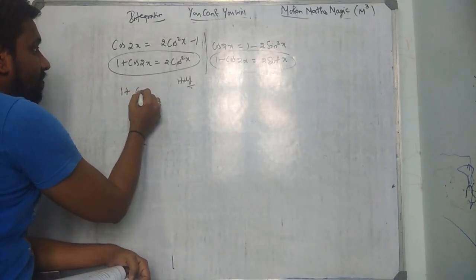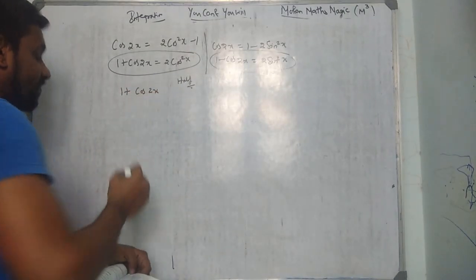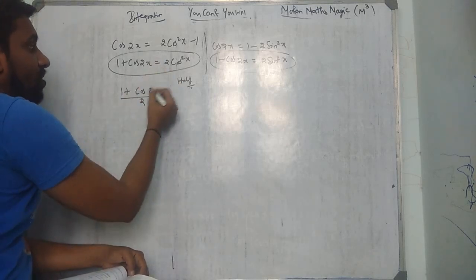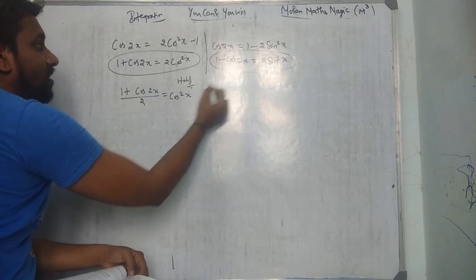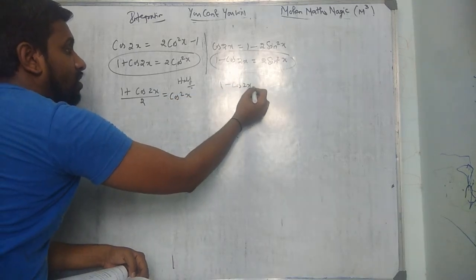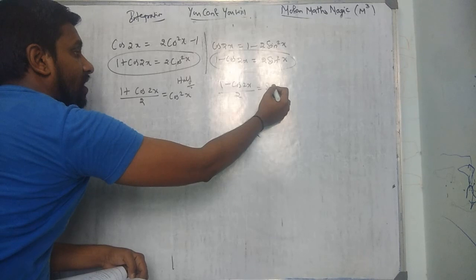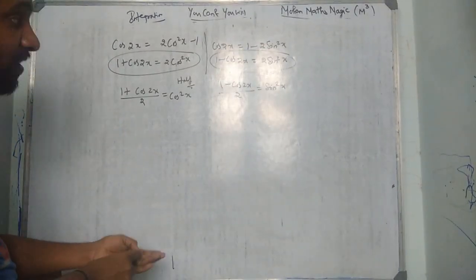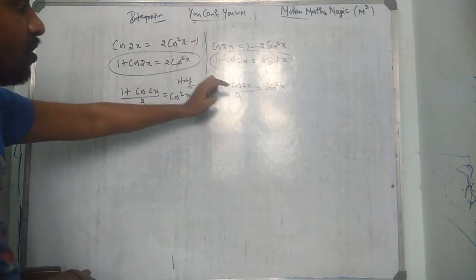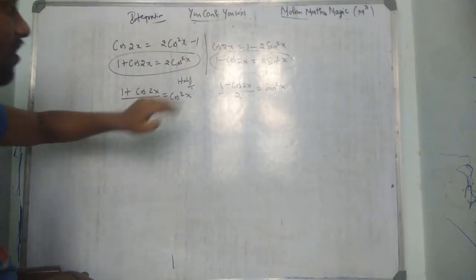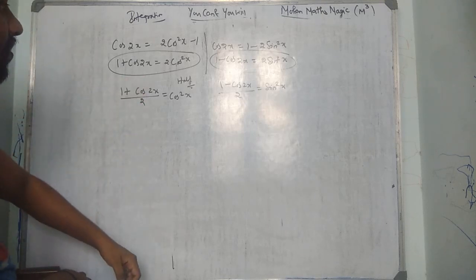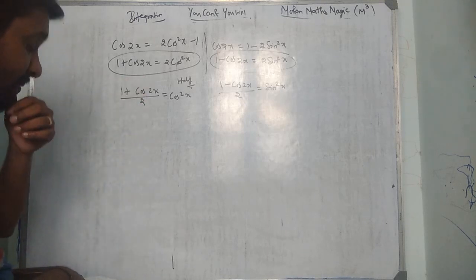For example, 1 plus cos 2x upon 2 equal to cos square x. And 1 minus cos 2x upon 2 equal to sin square x. So I told you how to integrate sin square x. There is no way to integrate sin square x and cos square x directly. You have to convert into 1 minus cos 2x upon 2 and 1 plus cos 2x upon 2, then only it is easy. Okay, so be very clear.